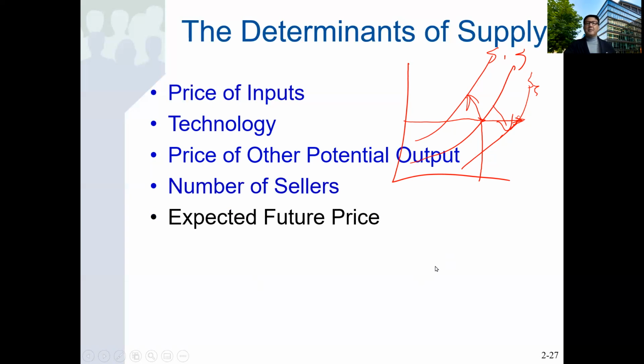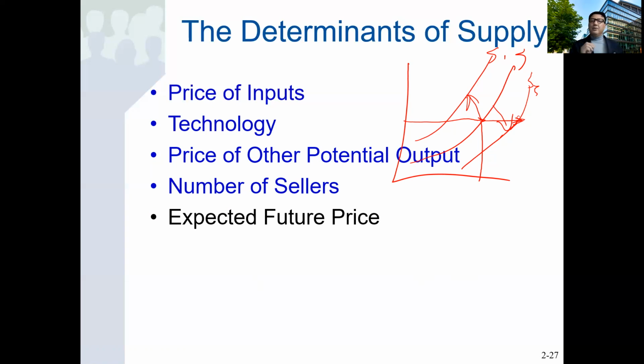And also the determinant of supply is expected future price as well. Just like a demand curve, in the supply curve or supply determinant, expected future price. Sometimes if you have limited supply of goods, this is especially true for commodity prices like copper, steel, coal, right? There's only limited supply that you can carve from. You can dig it out from the ground, right?